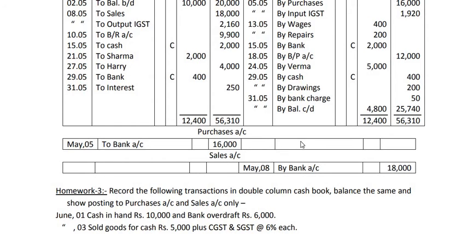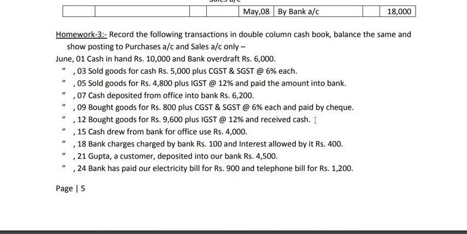Now you can try to make posting to other accounts. After that I have given one homework, that is homework number 3 for your practice. Here you are asked to record the following transactions in double column cash book, balance the same and show posting to purchase account and sales account. Here also we have to prepare a double column cash book and to show the posting to two accounts only, purchases account and sales account.